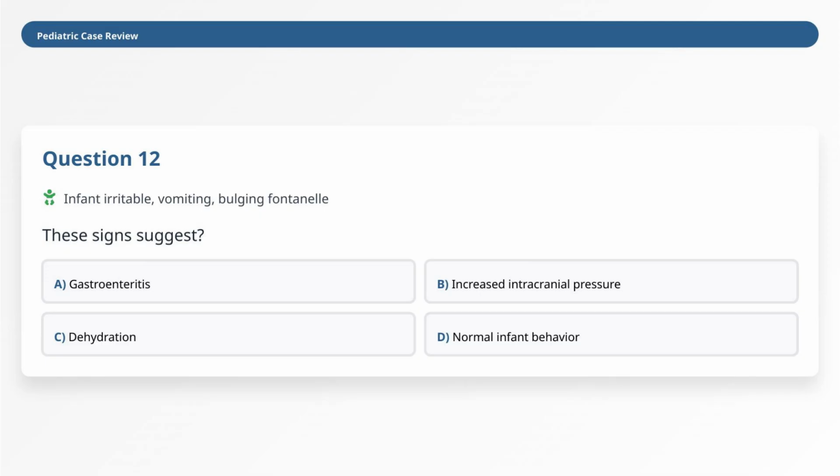Question 12. An 8-month-old infant with Pfeiffer syndrome becomes increasingly irritable with frequent vomiting. Examination reveals a full, bulging anterior fontanelle. What do these clinical signs most likely indicate? Option A, gastroenteritis. Option B, increased intracranial pressure. Option C, dehydration. Option D, normal infant behavior.